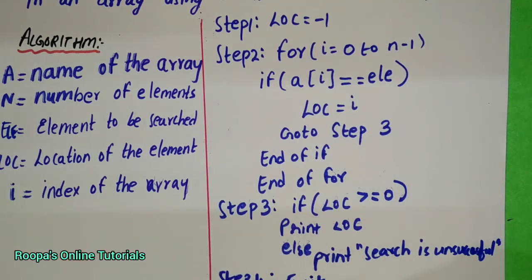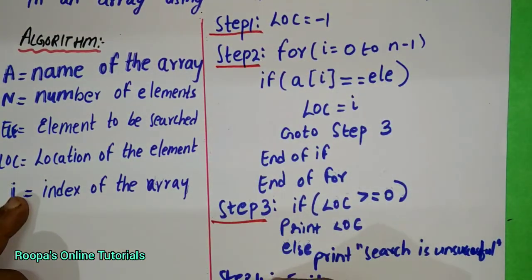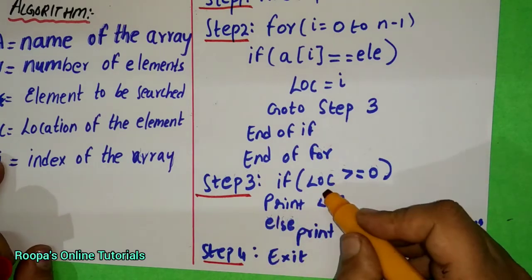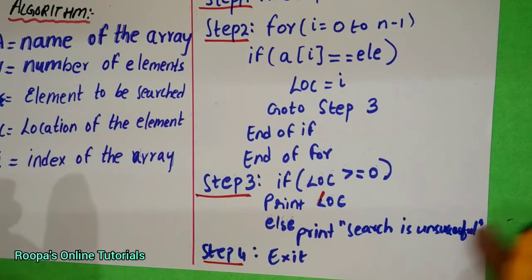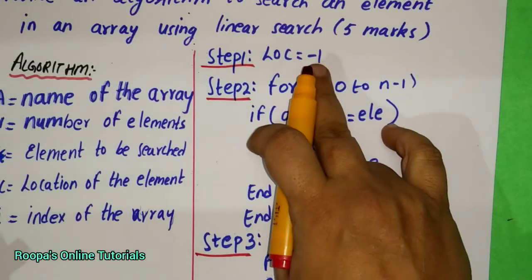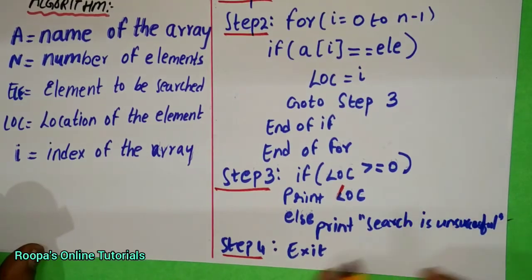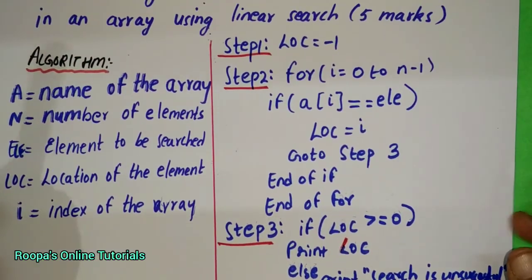Again, since the location has changed, because you have found that element, it will now print what? It will print the location. Okay, it will print the location. And else, if the location is -1 itself. Initially, we started with the -1. Then you will say print search is unsuccessful and you will exit. Okay, hope so this algorithm is clear. Okay, hope so this is clear.